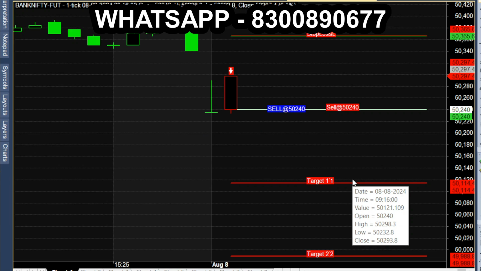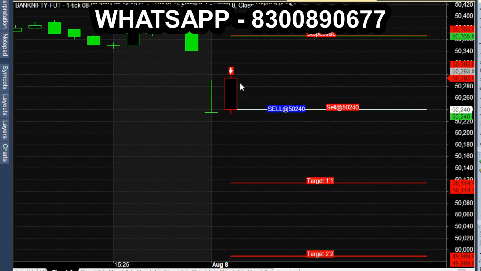Today in 1 minute, 9:16 a.m., 50,240, that is where the entry point. Can you see that straight white line from the red candle? Sell at 50,240. So that is our entry point line. Below lines are the first target and second target lines. Above line is the stop loss line.